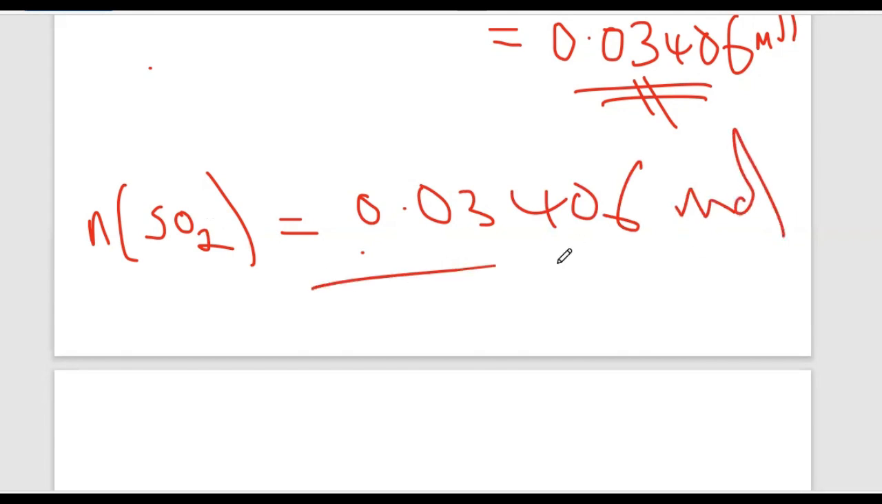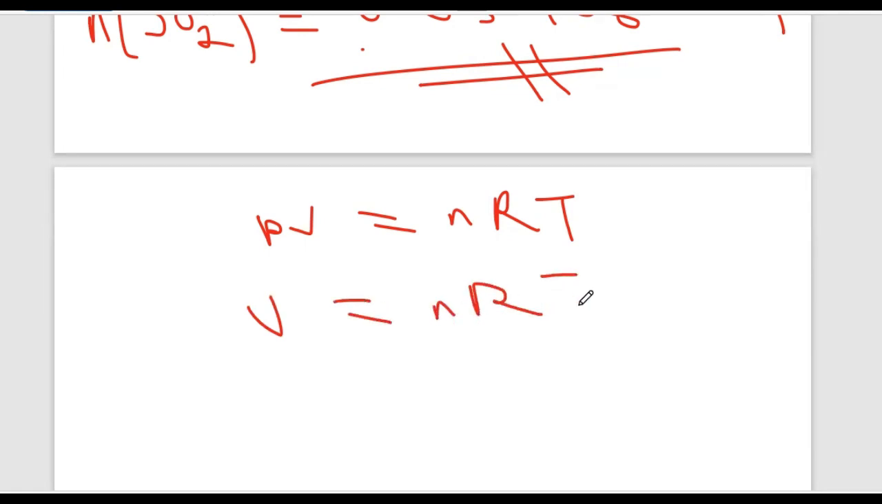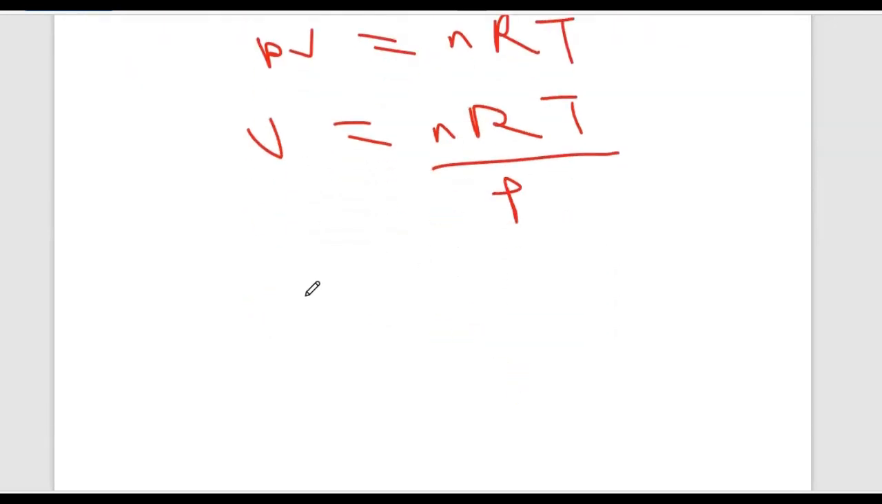So after finding the moles, we're now going to use the ideal gas formula. The ideal gas formula states that pressure times volume is equal to moles times the gas constant multiplied by the T. Now we want to find the volume, meaning we're going to divide both sides by the P. And our volume will just be equal to nRT over P. So this is how we are going to find our volume.